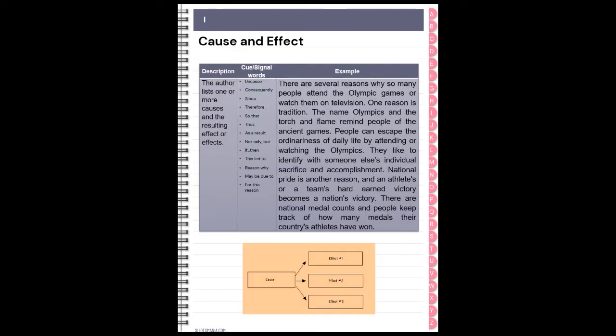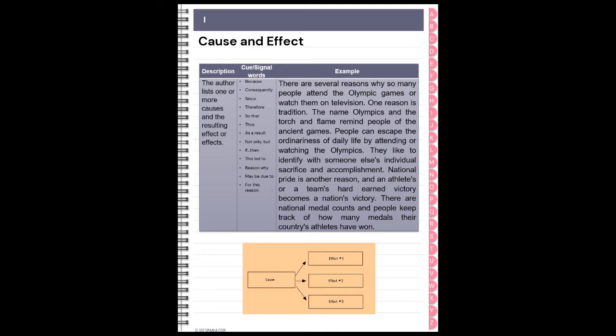Cause and effect. The author lists one or more causes and resulting effect or effects. Signal words are because, consequently, since, therefore, so that, thus, as a result, not only but, if then, this led to, reason why, may be due to, for this reason.